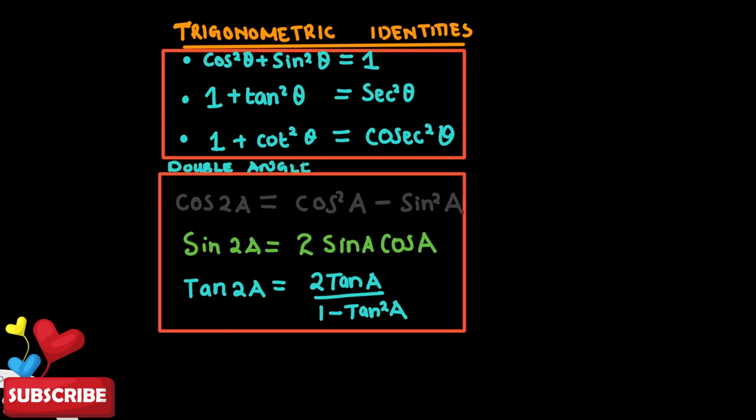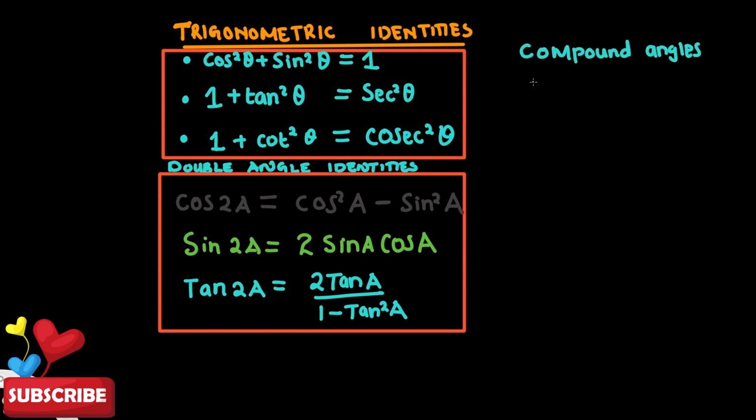Also, you need to know them so that if you are maybe proving trigonometric equations, you can use them in order to simplify. The main purpose of these identities is to simplify any trigonometric equation that is given.